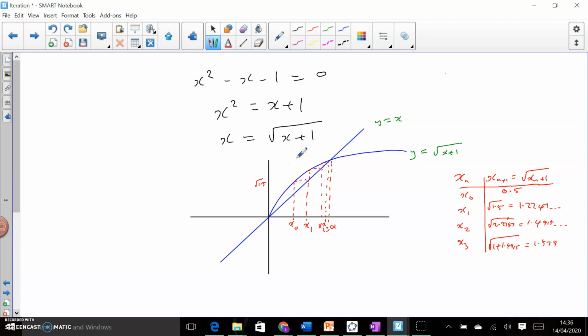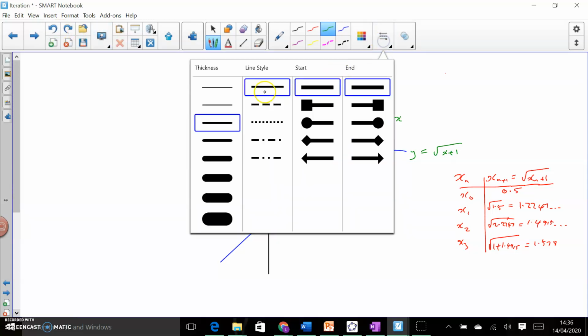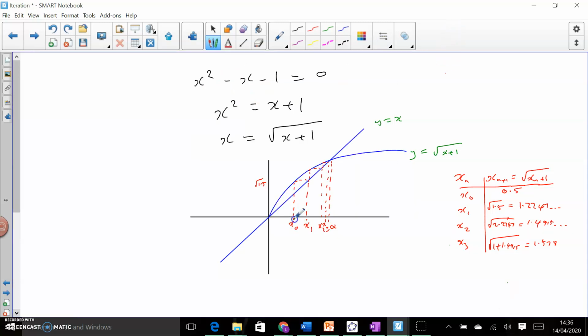Now this diagram here is known as a staircase diagram. So what you're doing is you're taking your first value x0, which is like a guess or an estimate, usually given to you. You go to the curve, so you substitute into the function on the right, and then you use that value for your next one, and then you use that value for your next one, and that value for your next one, and you get closer and closer, you converge to your root alpha.